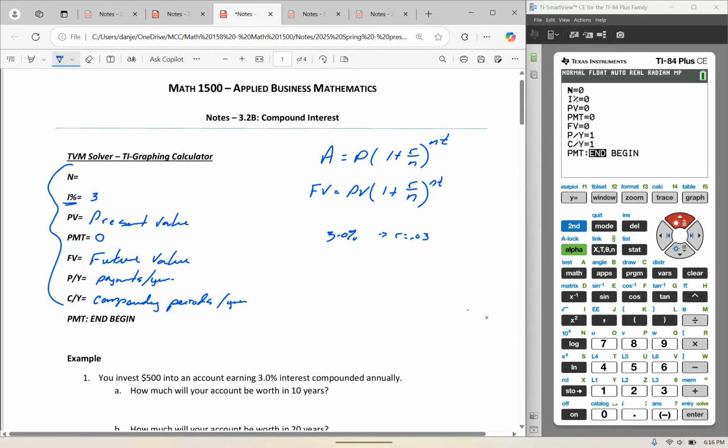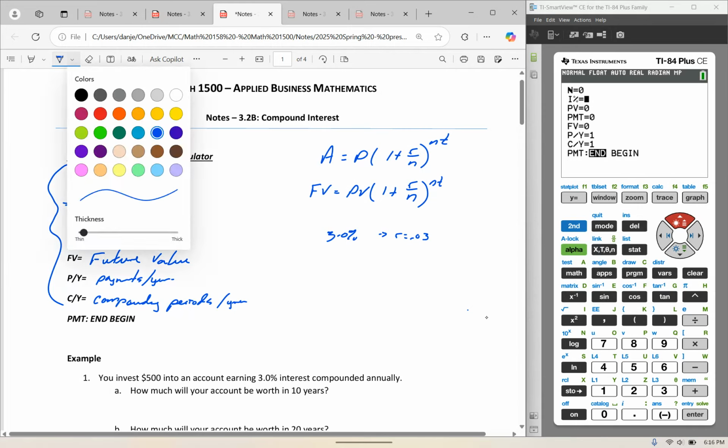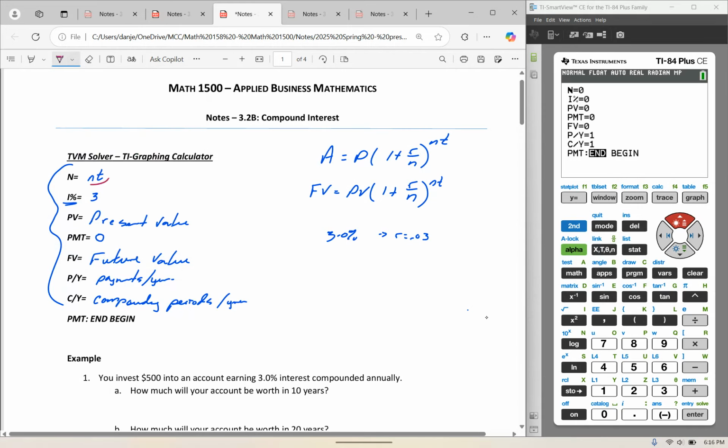Then the capital N here is the N times T. So this value here, the N, is the N times T. That whole thing equals N. Okay, so let's look at a problem. And I'm going to do these with the calculator.